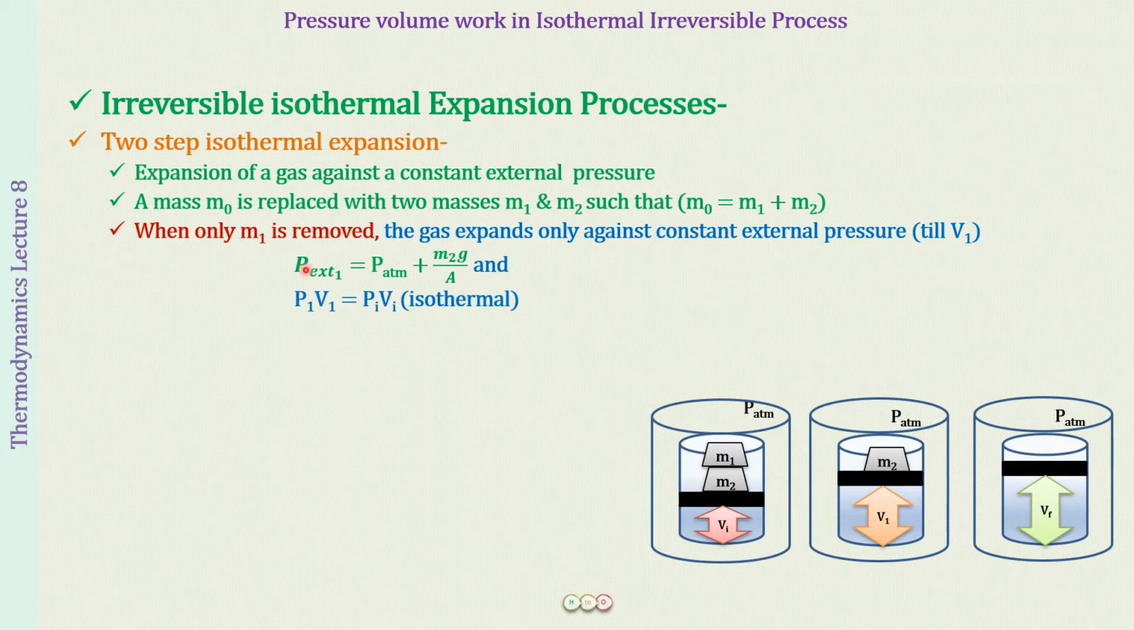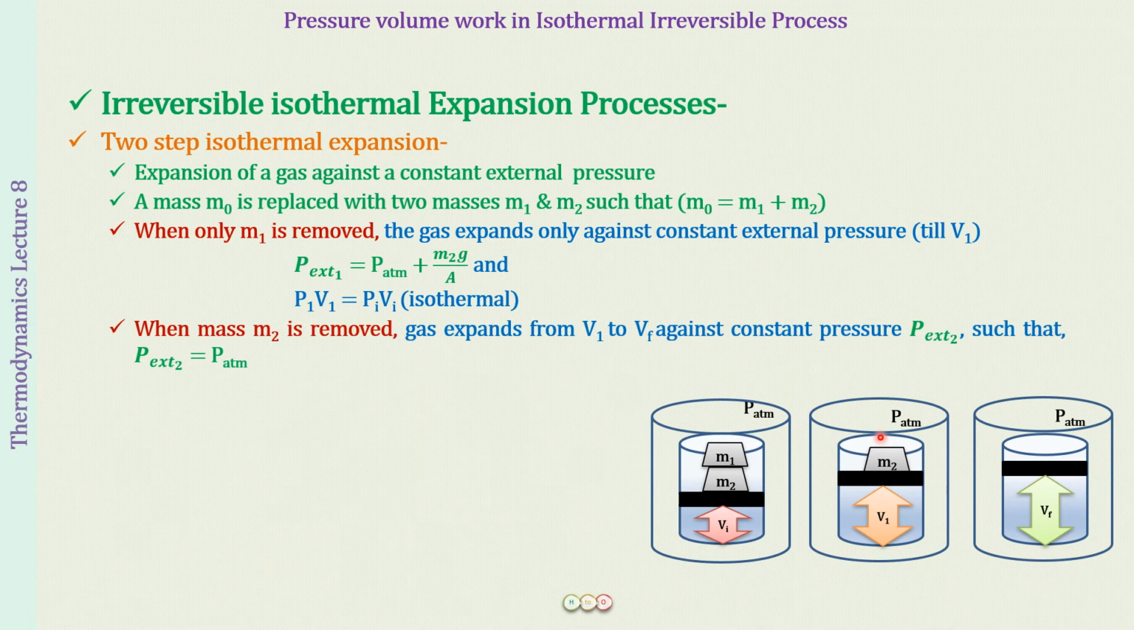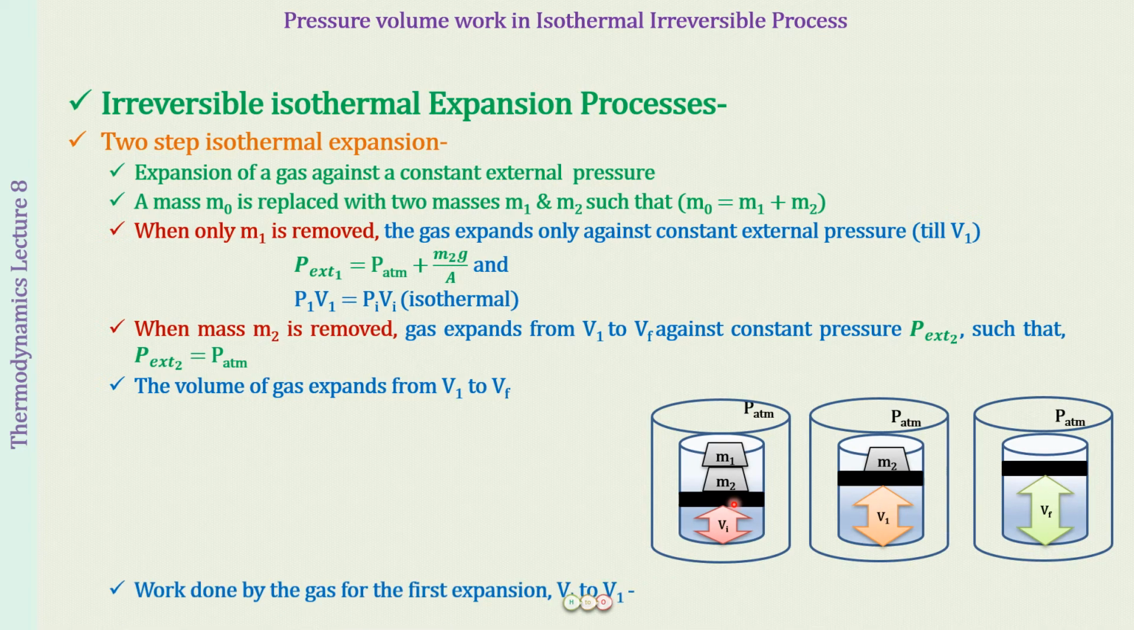Right, and because it is an isothermal expansion, PV is going to be constant, so we will be getting P1 V1 equal to Pi Vi. Next, we will be removing the M2 mass also. When we remove the M2 mass, now the expansion is going to be from V1 to Vf, and this mass has also been removed. So we have again a constant external pressure P external 2, and in this case it is going to be equal to the atmospheric pressure. There is no other weight on the piston. Right, so we have P external 2 equal to P atmosphere. The volume is going to expand from V1 to Vf.